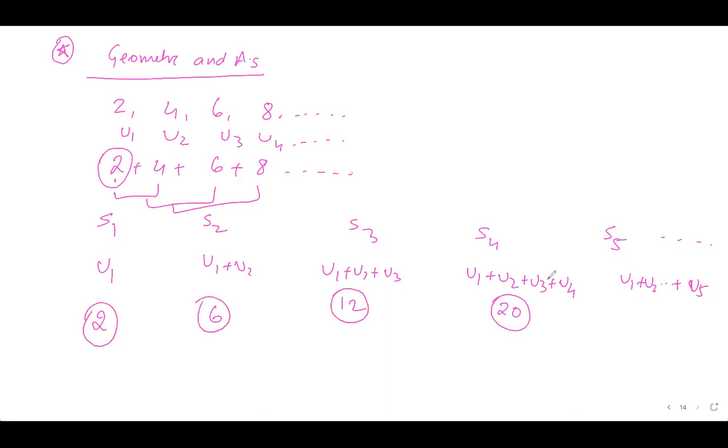Also, a very interesting thing is that if I wanted to find out U4, with S4 and S3, U4 will be S4 minus S3. Common sense: I have the sum of the first 4 terms, I have the sum of the first 3 terms, and if I subtract them, I get the 4th term. Similarly, to find U5, I can write S5 minus S4. To find U3, I will do S3 minus S2. So the sum of the first 3 terms minus the sum of the first 2 terms gives you the 3rd term. This is the general idea about the series.